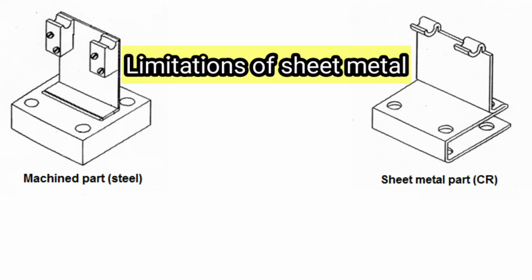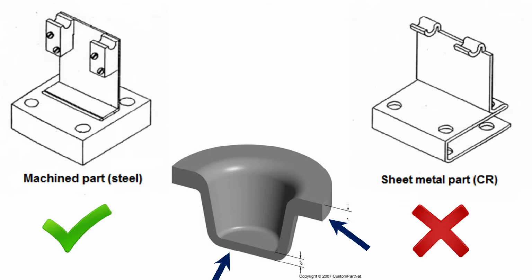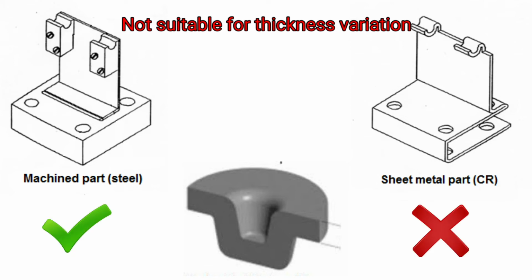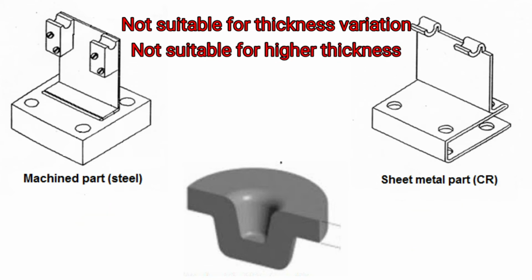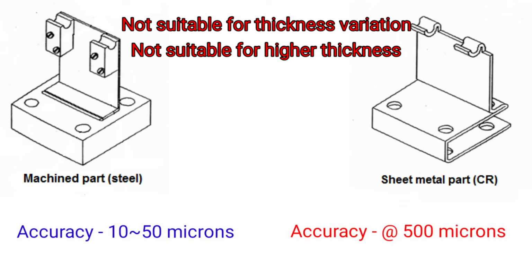Now, let's quickly have a look at some limitations as well. An individual sheet metal part cannot be manufactured with thickness variation. Also, sheet metal parts beyond 8 to 10 millimeters of the thickness or 3/8 of an inch are sometimes not feasible or economical. Dimensional accuracy achieved in case of sheet metal parts is lower than machined part. Hence, they are not suitable for precise applications and where accuracy requirements are higher.